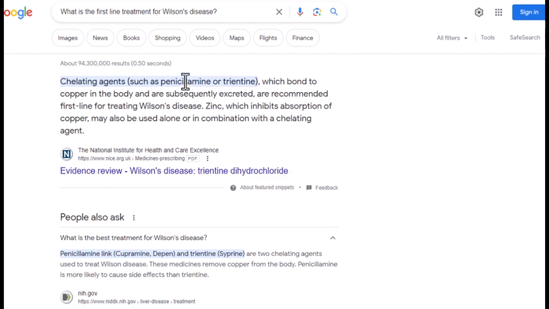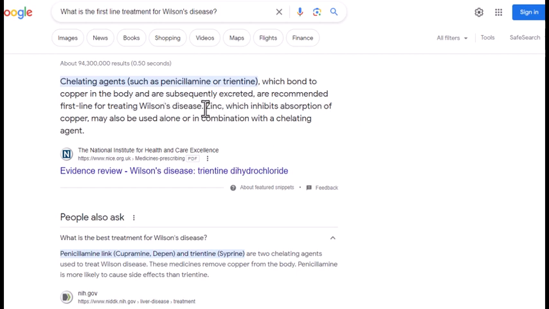So penicillamine, you should remember this is a very important drug. Penicillamine is a chelating agent which forms complexes with copper, and as a result copper is excreted from the body. Trientine is also a drug, so they bind to copper in the body, and those complexes are subsequently excreted. So these are the first line treatment for Wilson disease.